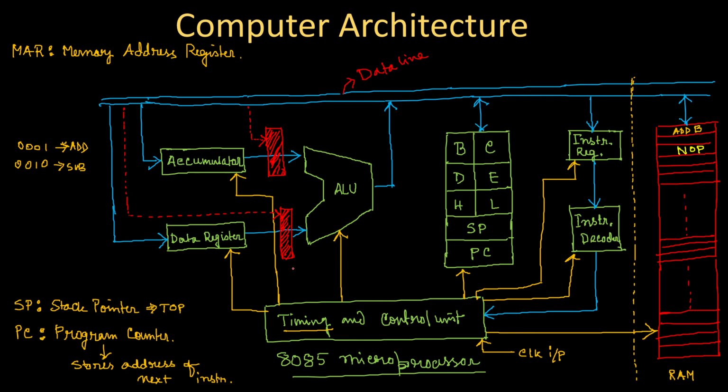So now naturally the question will come, how will the select line be there? What we can do, we can keep a common select line for them, which is connected with the timing and control unit. Because this is the brain of the whole processor, which will decide whether the selection line will be 1 or 0. Based on that, the ALU will take data either from the accumulator or data register, or from the ALU output itself, which is available on the data line after executing some instruction.